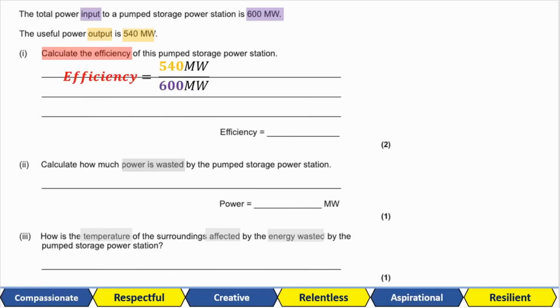Efficiency is the useful over the total, so that gives us an efficiency of 0.9. Wasted energy will be your input take away your useful output, and this will be 60 megawatts. This wasted energy, as we saw, is dissipated, so the temperature of the surroundings will increase.